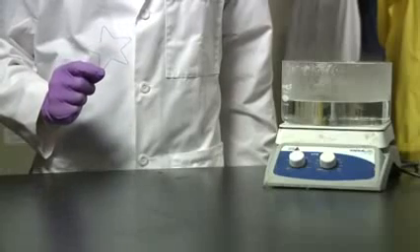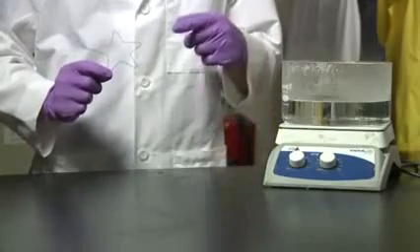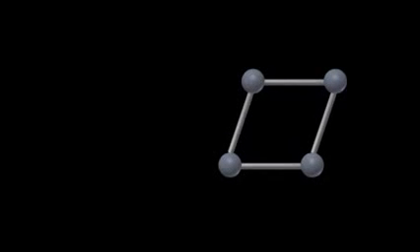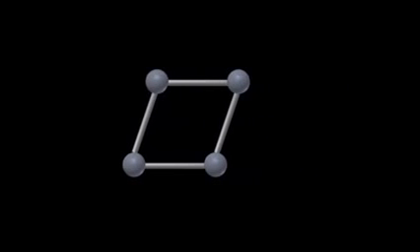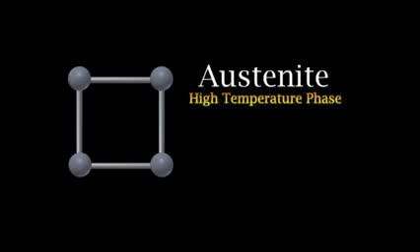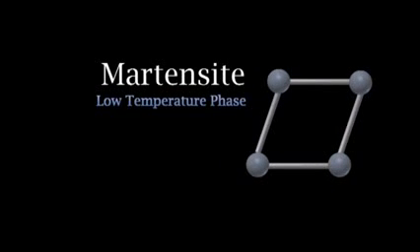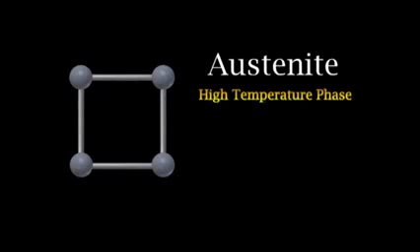So how does this fit into shape memory materials? These materials also have multiple solid phases. There is a low temperature phase that is called martensite. But if we increase the temperature, the atomic alignment changes into another phase, called austenite. So at low temperatures we have martensite, and at high temperatures we have austenite.